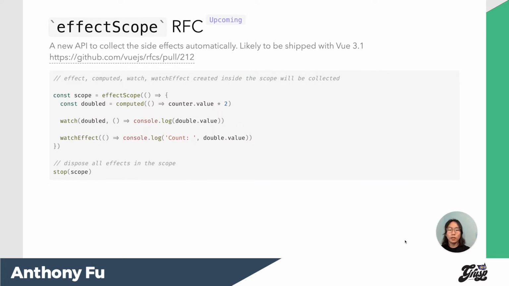While side effects auto cleanup is nice, sometimes you may want to have better control over when to do that. I drafted an RFC proposing a new API called effect scope to collect those effects into a single instance, so that you can stop them together at any time you want. This is likely to be implemented and shipped with Vue 3.1. Check it out for more details if it gets you interested.